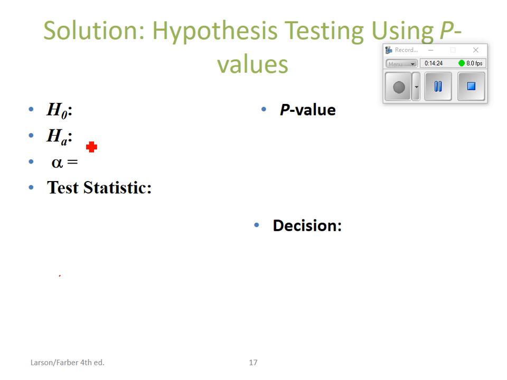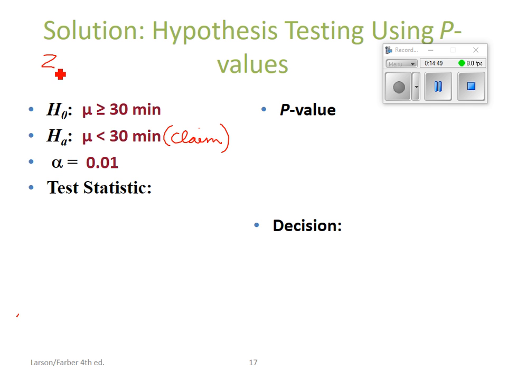So we did this. We found those, greater than or equal to 30 minutes, less than 30 minutes. Remember, this one is your claim. I'm not sure why I didn't put it on there. Too lazy, I guess. Our alpha, 0.01. And then we got to find our test statistic. Somebody help me out with that formula. What was that formula to find z? Sample mean minus population mean divided by standard error. And how do we find the standard error?